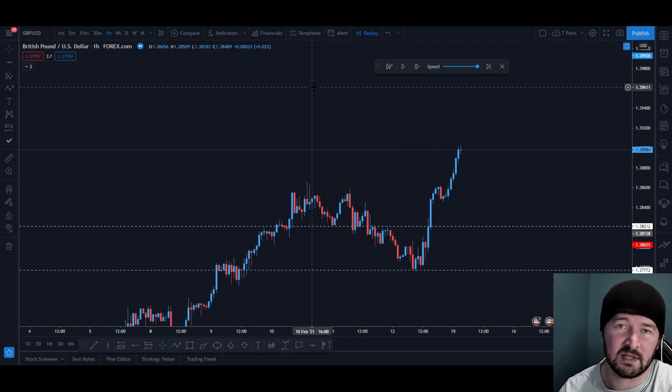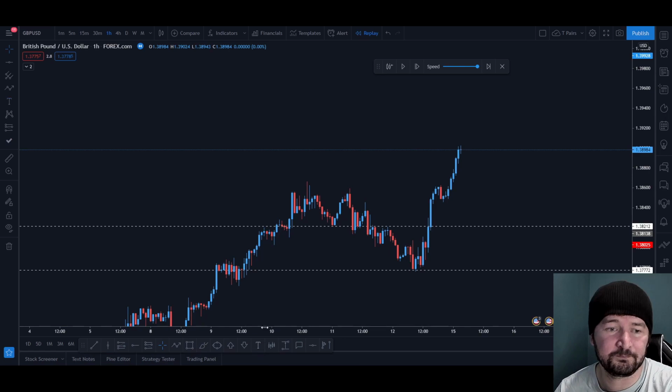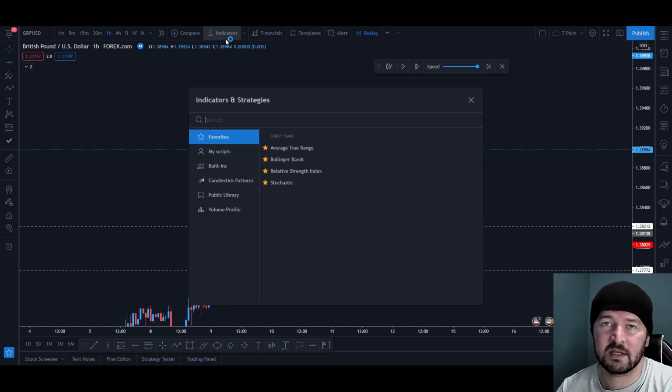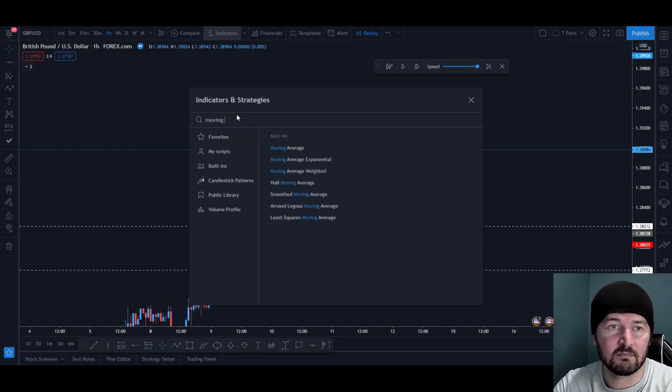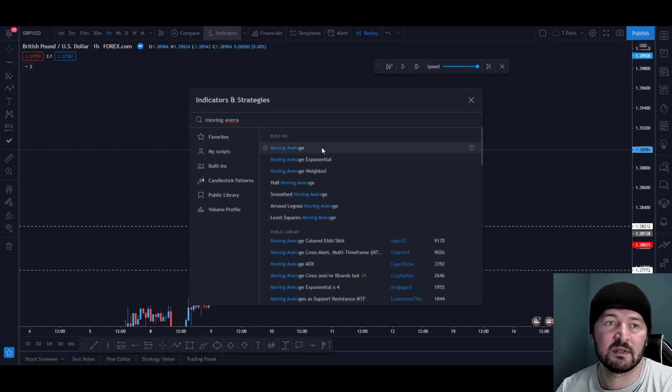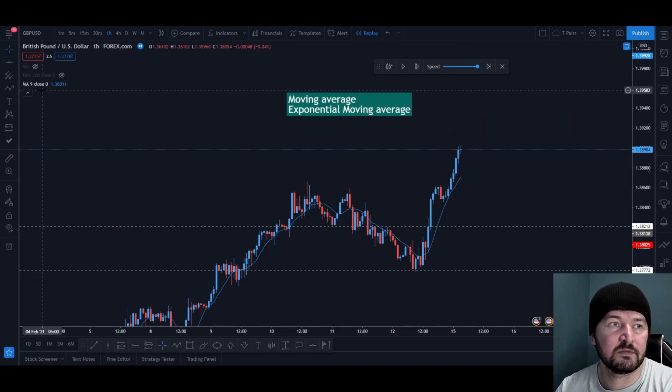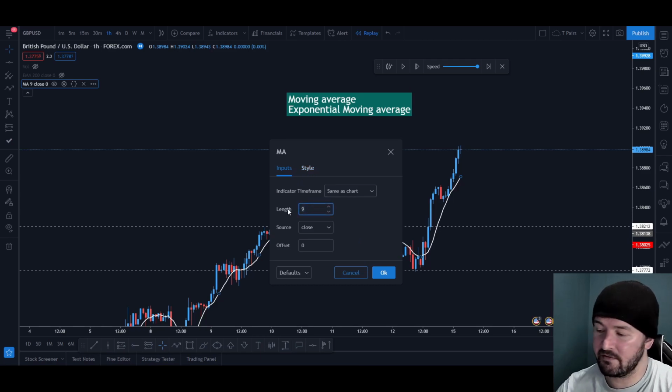Now the indicators I'm talking about are the moving average and the exponential moving average, and I'm going to show you these quickly. Go to indicators at the top of TradingView and type in moving average, and you've got the moving average, the exponential, and the weighted, etc. Let's go with the general moving average, which is literally a standard moving average. We'll look at our settings and change the input to maybe 50.